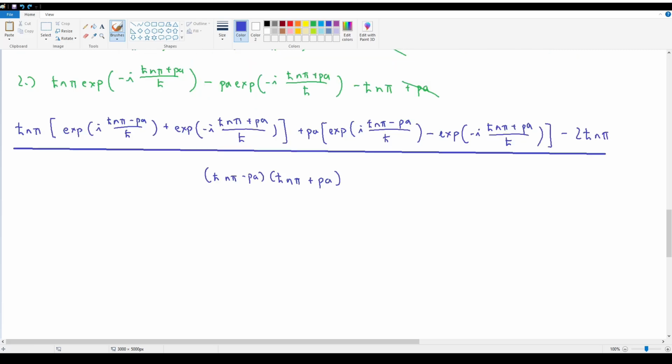And at this point, is there anything else that we can do? This is e over this. Negative i pa.